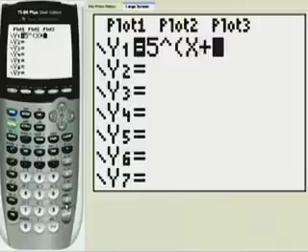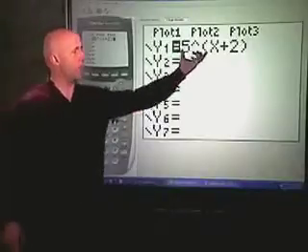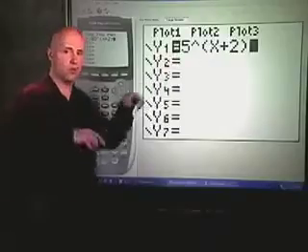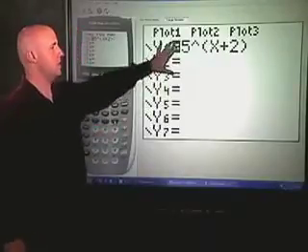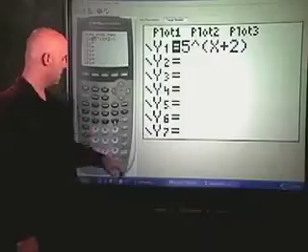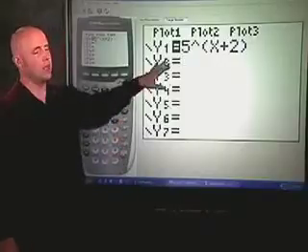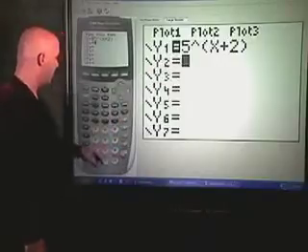Now note that we're putting the x plus 2 in parentheses. We need to be careful that we group the x plus 2 as the exponent, so we'll use parentheses to do that. So we have 5 to the x plus 2. That was our left side of our equation. Enter to move to y2. And then on the right side we had 125.